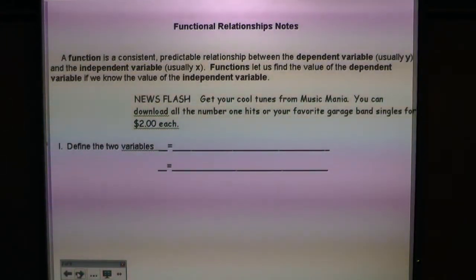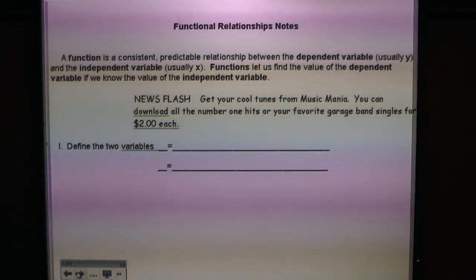On your notes, you have a definition that's given to you. A function is a consistent, predictable relationship between a dependent variable, which we usually call y, and an independent variable, which we usually call x. Functions let us find the value of the dependent variable if we know what the value of the independent variable is. We're going to talk quite a bit about that, especially on Friday.